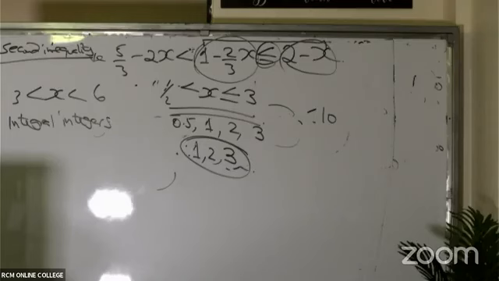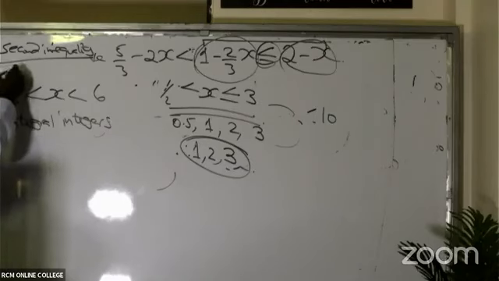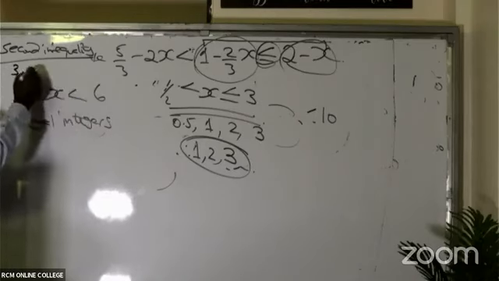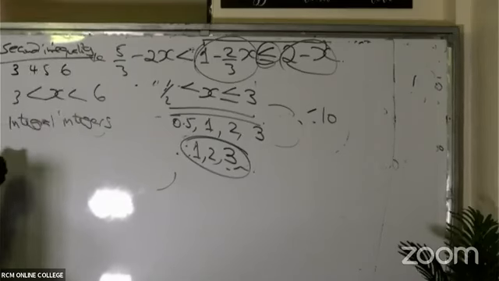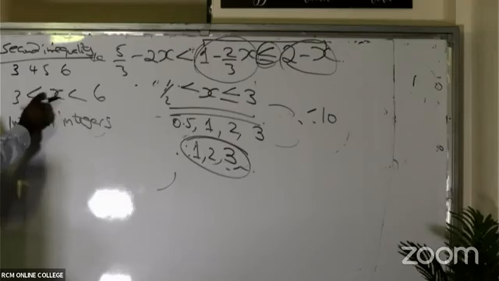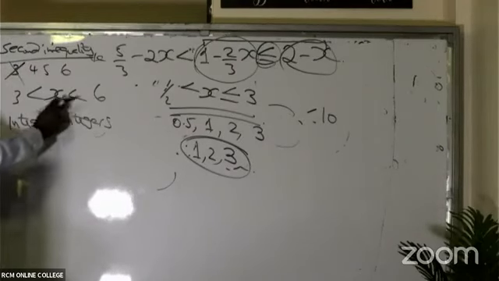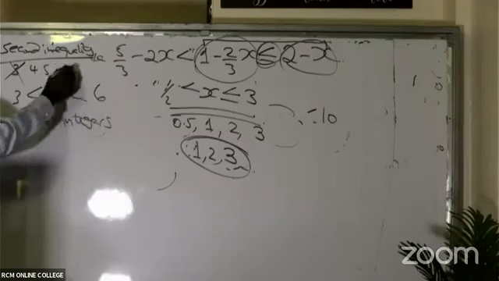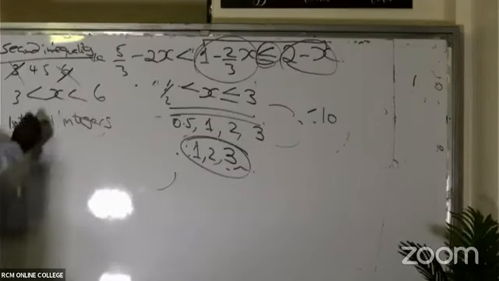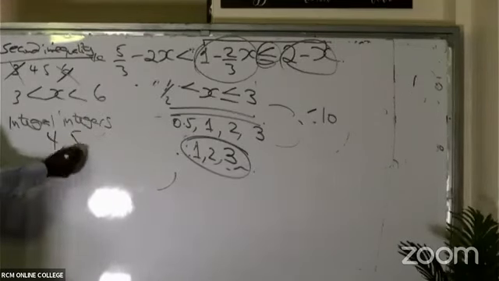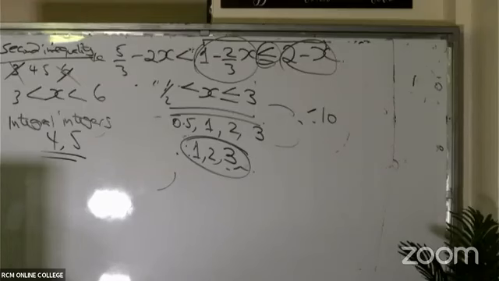Like all the integers that we have here, of course, we have 3. If you start from 3 to 6 on the number line, it goes 3, 4, 5, 6. But you see, they don't want exactly 3. They want more than 3, so this is disqualified. Even here, they want less than 6, so this one is disqualified. So the integral integers will be 4 and 5.